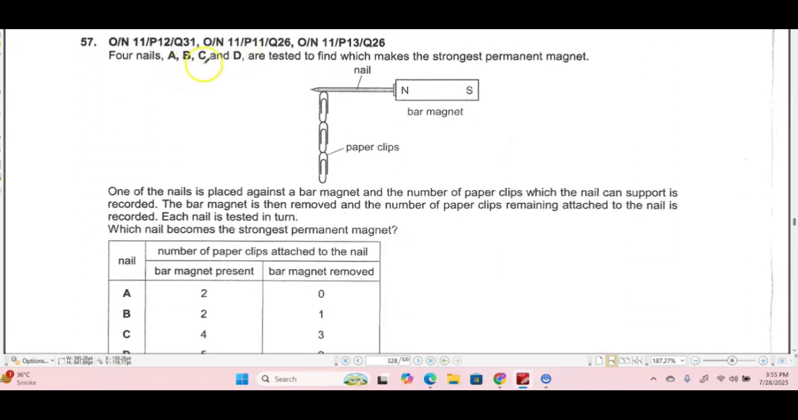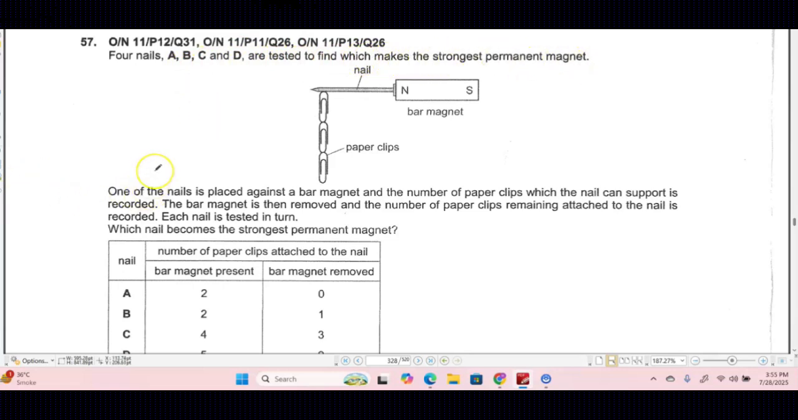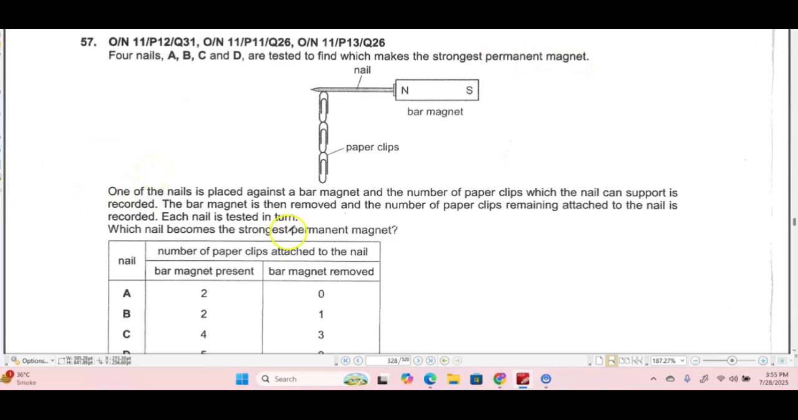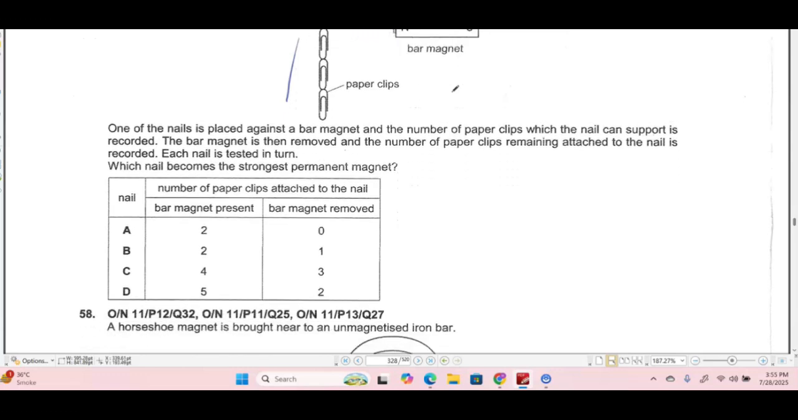Question number 57. Four nails A, B, C, D are tested to find which makes the strongest permanent magnet. One of the nails is placed against a bar magnet, and the number of paper clips which the nail can support is recorded. The bar magnet is then removed and the number of paper clips remaining attached to the nail is recorded. Each nail is tested in turn. Which nail becomes the strongest permanent magnet? The strongest permanent magnet retains the maximum number of paper clips even when the bar magnet is removed.